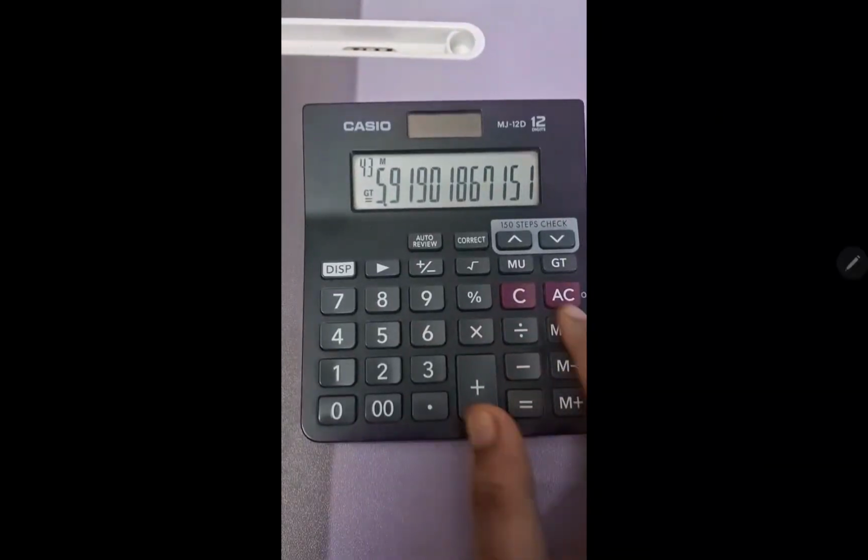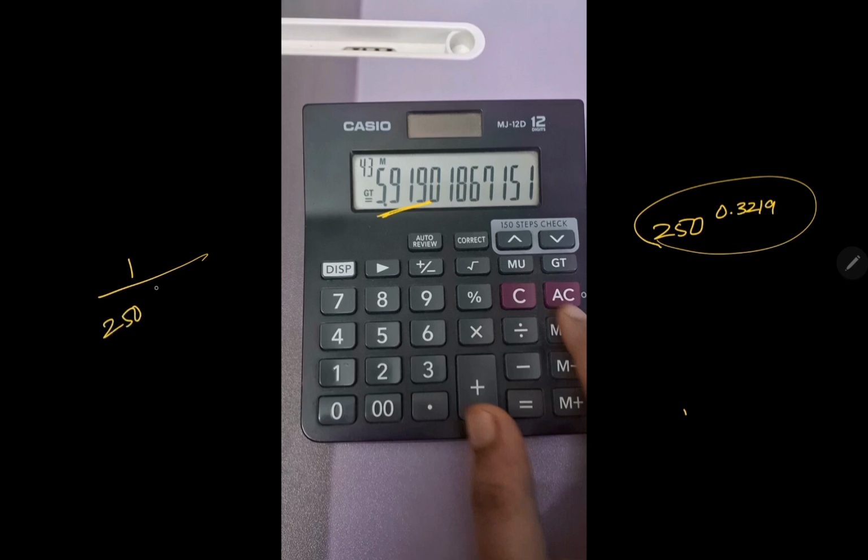Now as you can see, we have got the value to be 5.919. This is the value of 250 power 0.3219. Now we have to divide this value by 1. We have to find out 1 divided by 250 power 0.3219. This will be the value of 250 power minus 0.3219. Now we are dividing this value by 1. You are adding it to memory by clicking the M plus, and then you will divide it by 1.